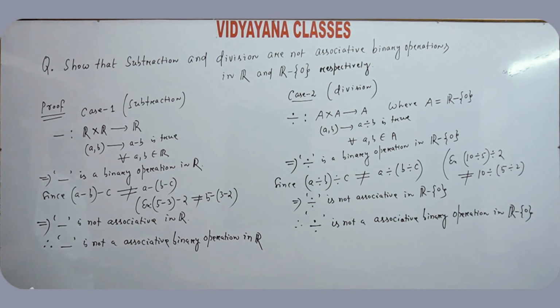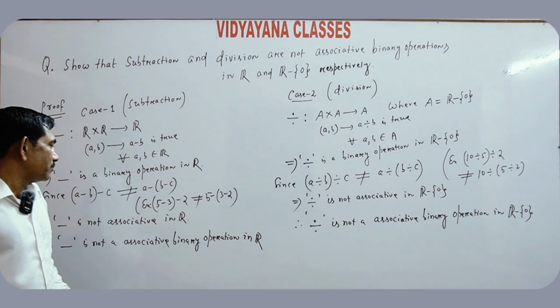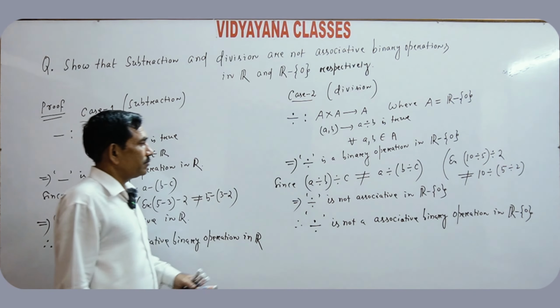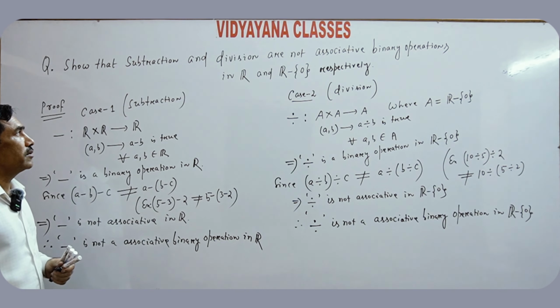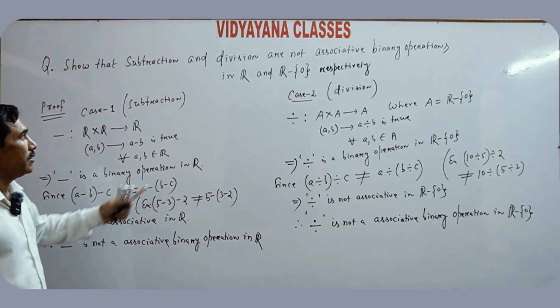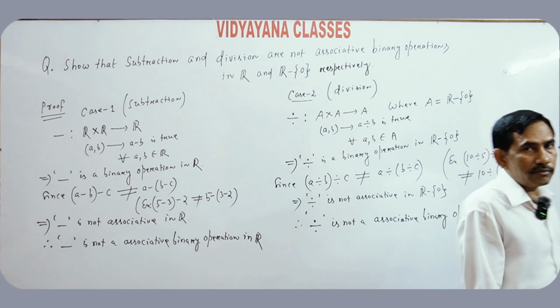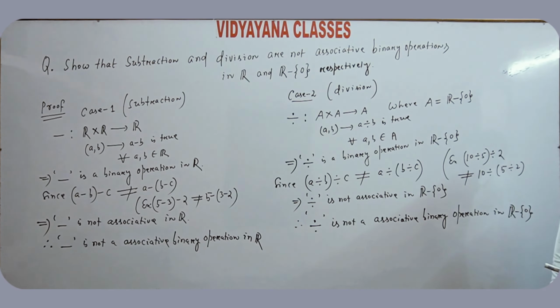Similarly, subtraction is not an associative binary operation in R. Subtraction and division are not associative binary operations in R and R minus set of 0 respectively. Clear? Are you clear? Okay, note down.